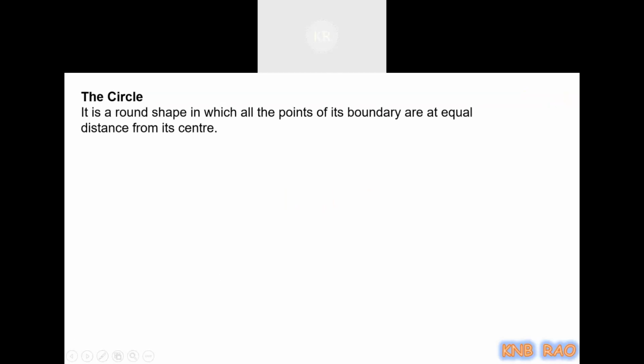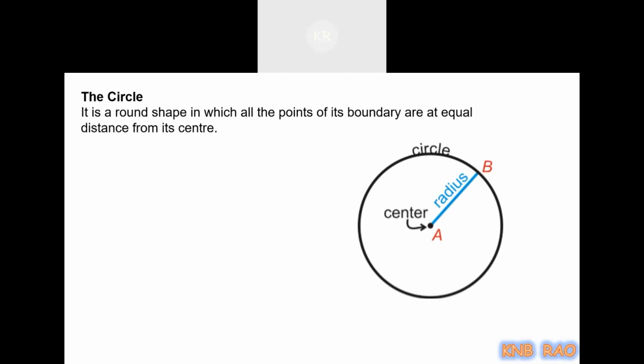already seen the meaning of a circle, and I have told you a circle is a collection of points which are at constant distance from a fixed point of the plane, and you have learned that it is a round shape in which all the points of its boundary are at equal distance, at constant distance from a fixed point of the plane, which we call the center.